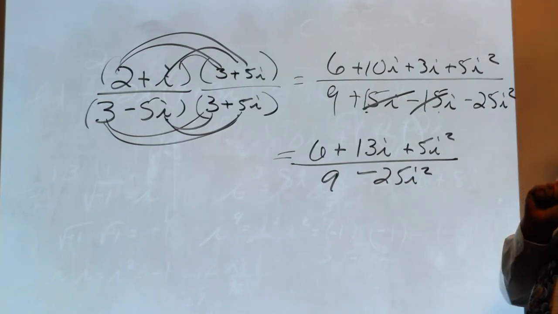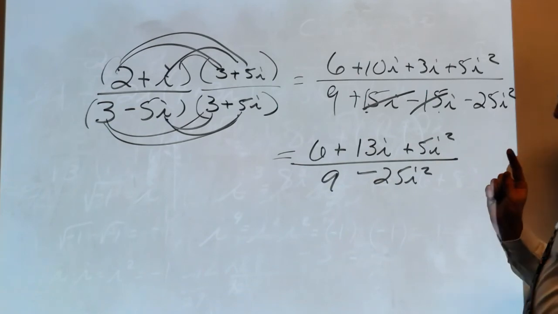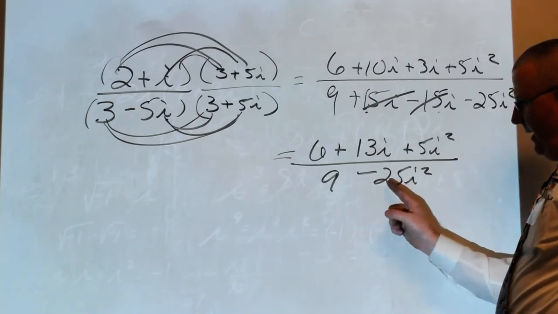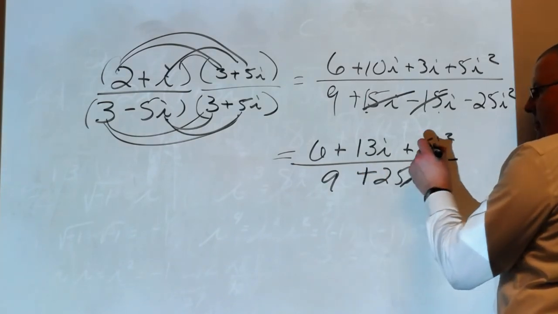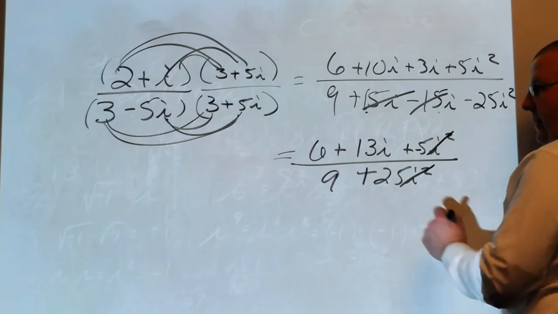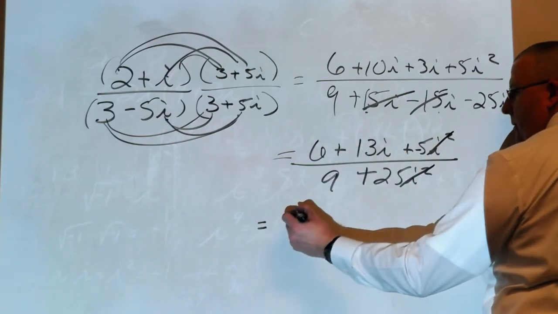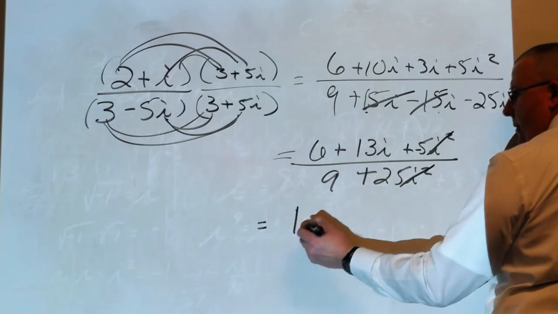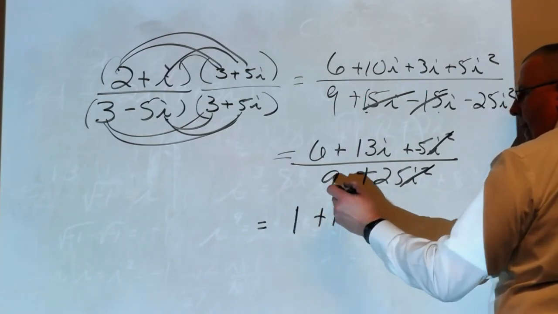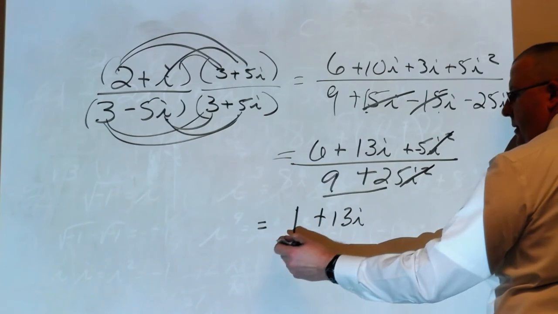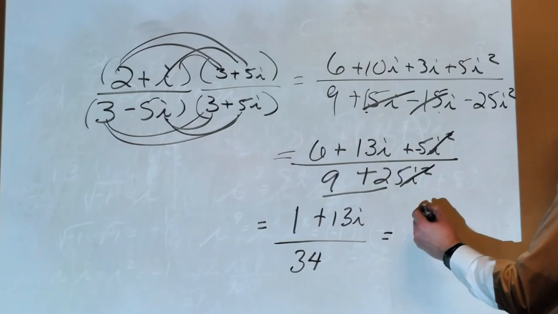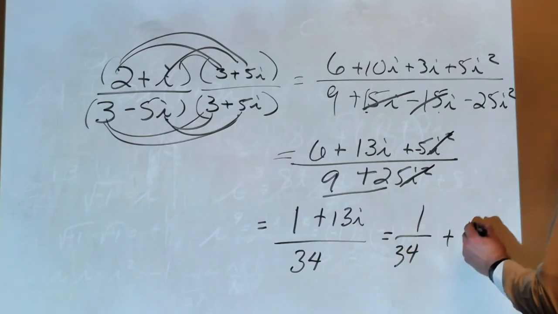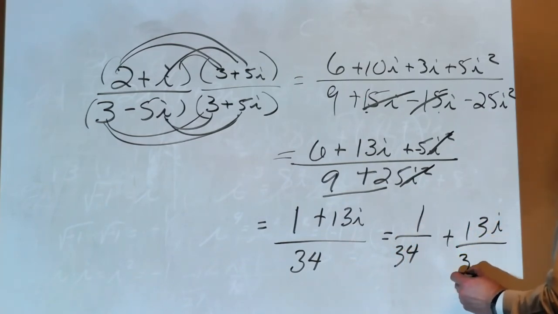Now, what does i squared equal? Be very careful. Negative 1. Now watch. If this negative 25 was a negative 1, it'd be positive, and if this was a negative 1 here, that would be a negative 5, right? 6 minus 5 is how much? 6 minus 5 is 1. And 9 plus 25 is 34. And that can be written that way, or 1 over 34 plus 13i over 34.